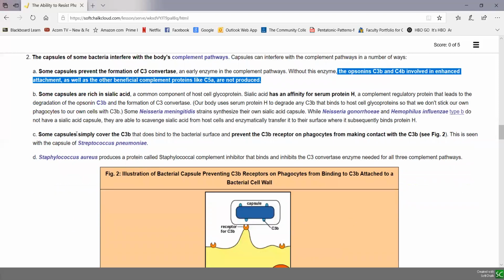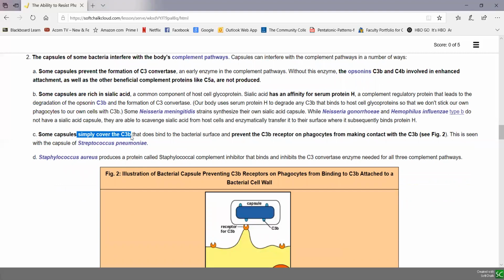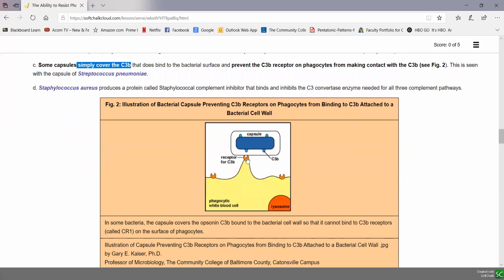Sometimes capsules simply cover up the C3b. If there's enough capsule there, it may prevent the phagocyte from making contact with C3b receptors.